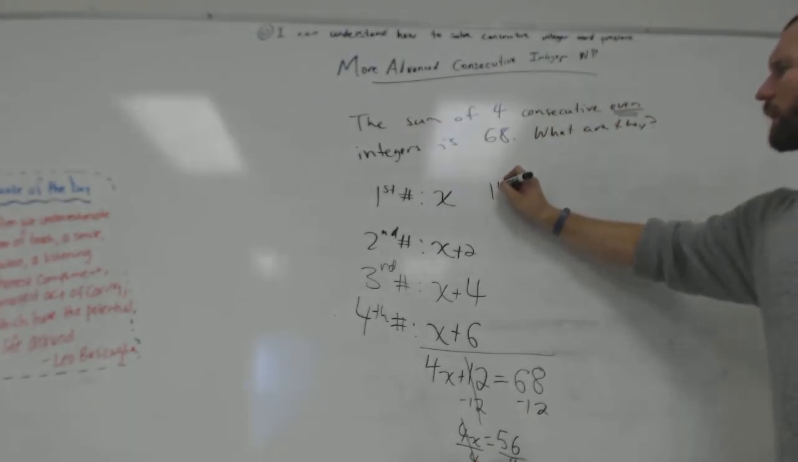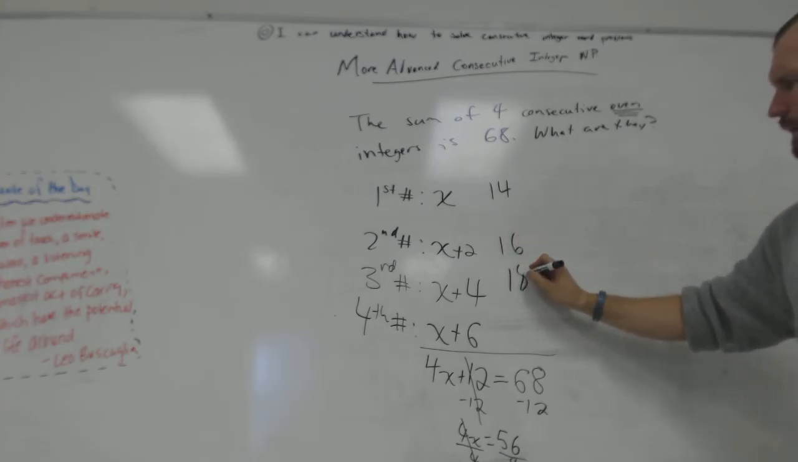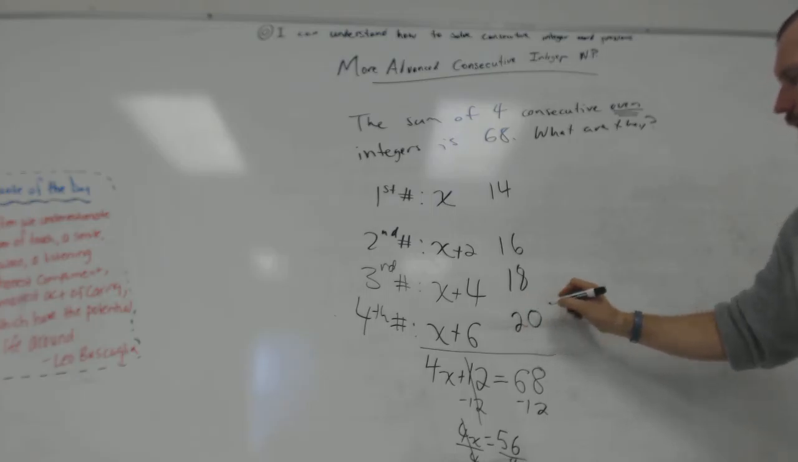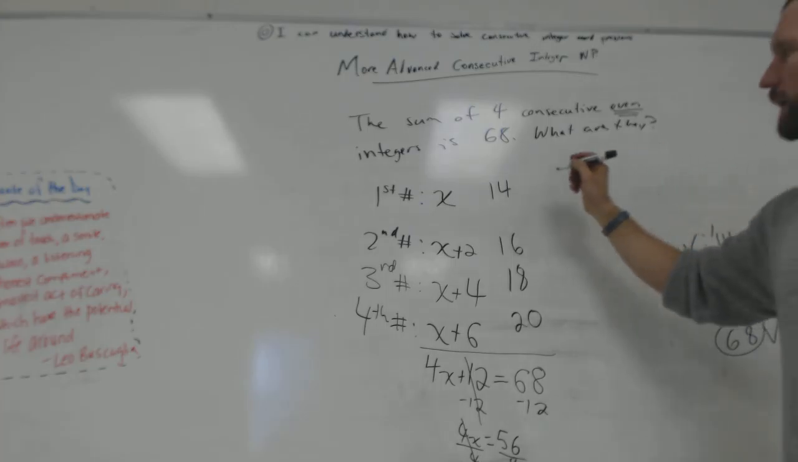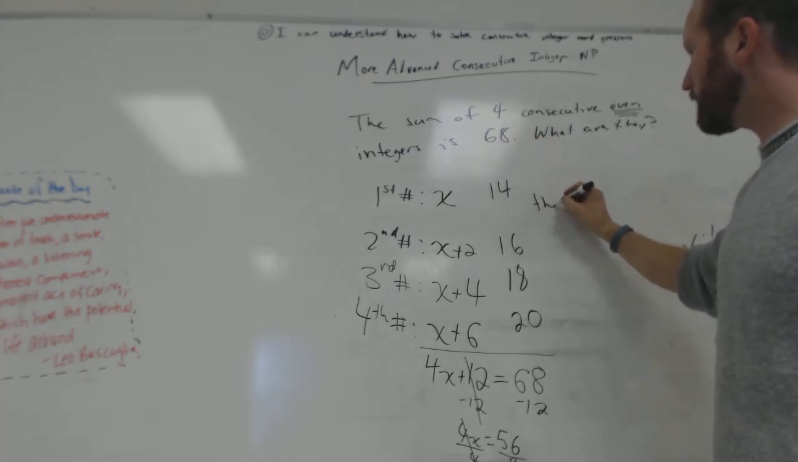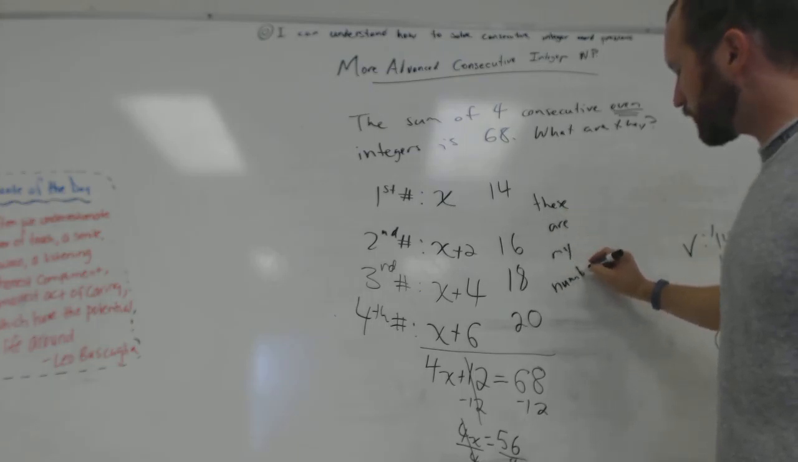We're not done. So I have my numbers 14, 16, 18, 20. Let's check. 14 plus 16 plus 18 plus 20. 4 plus 6 plus 8 is 18. 1 plus 1 is 2, plus 1 is 3, plus 1 is 4, plus 2 is 6. So 68. So these are my numbers.